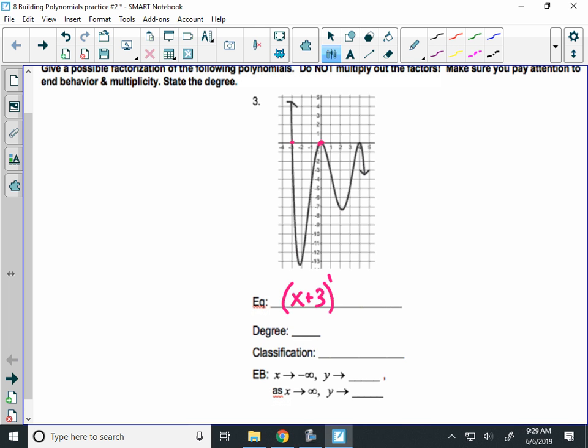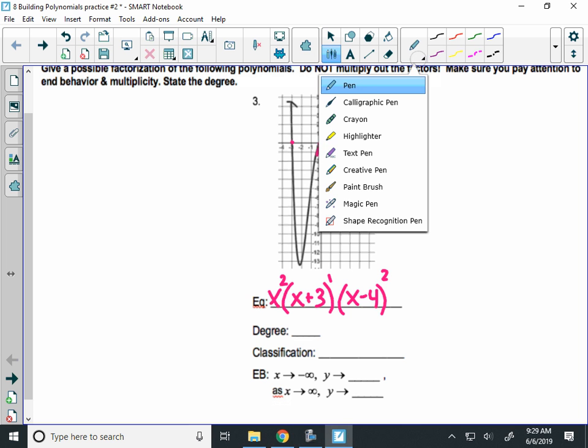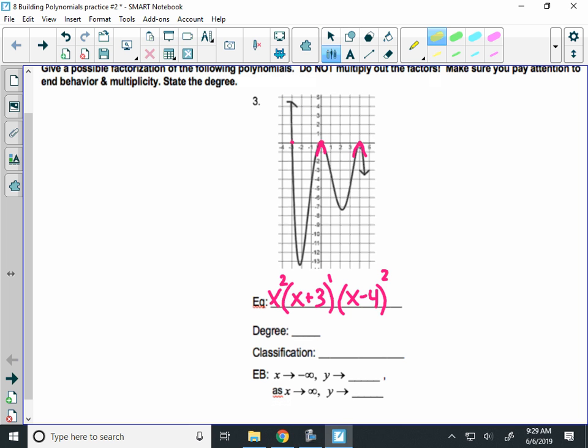Our next root is at 0, which means you just have an x out in front. Now this root bounces off the axis, so it has a multiplicity of 2. And the last root is at 4. So we'll write a factor of x minus 4. It also bounces off the axis and has a multiplicity of 2. Now notice that we have to decide positive or negative. My arrows, if I connect them, are in opposite directions, have a negative trend, which means I need to put a negative in front of the equation.